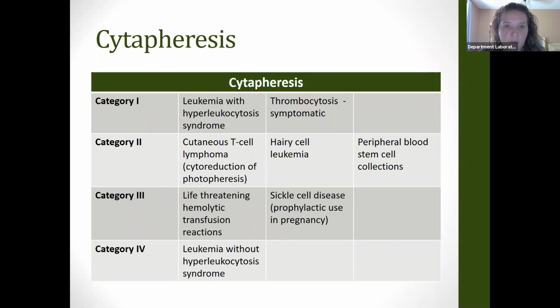So here's some examples for cytopheresis. Now, the cytopheresis there is cells, so it's dependent. You could think about white cells, you could think about platelets, you could think about red cells. So it's dependent upon what cell line is affected. So cytopheresis is very generic.